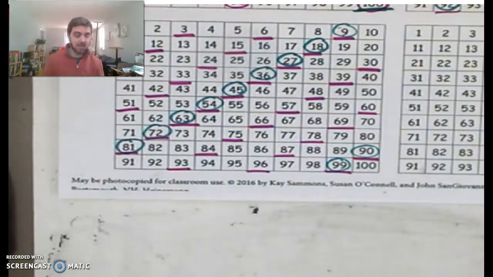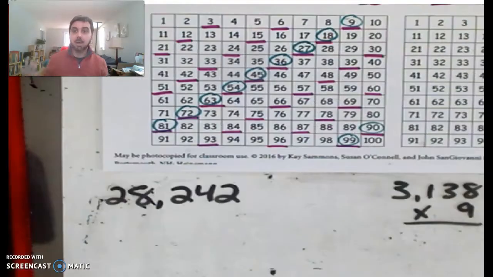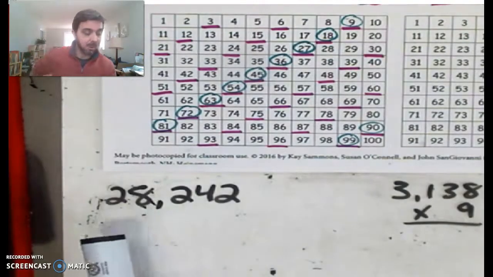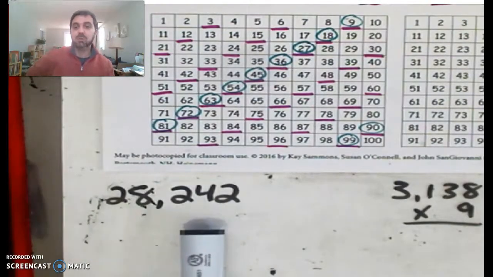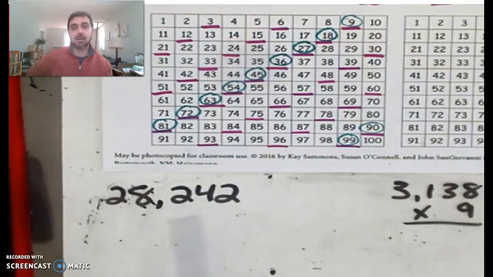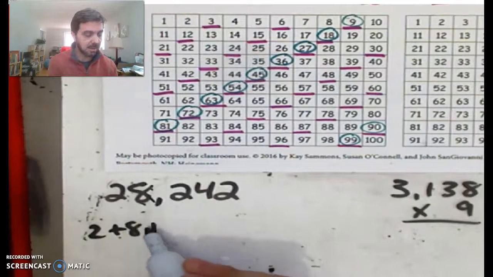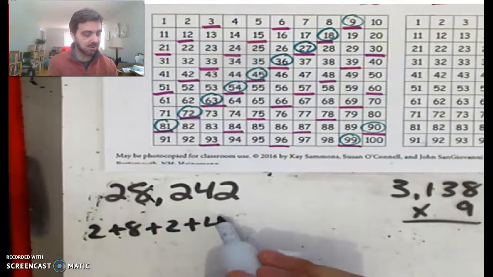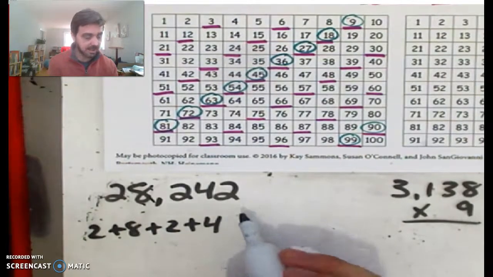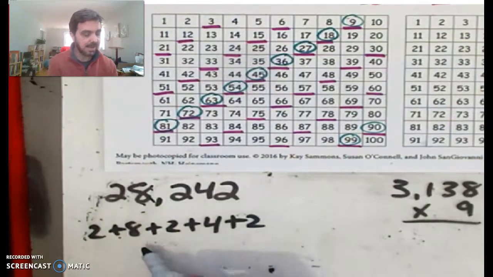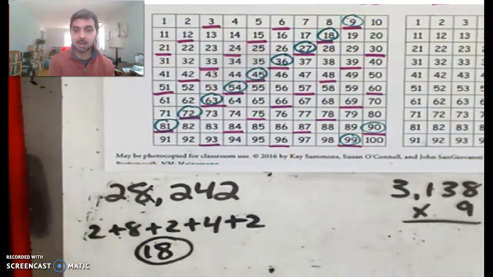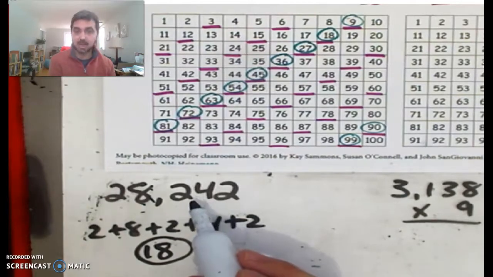Let me think if I can come up with a big number to try out. So what if you were asking, is the number 28,242 a multiple of 9? All right, well, let's see. 2 plus 8 is 10, plus 2 is 12, plus 4 is 16, plus 2 is 18. Look at that. So yes, it is a multiple of 9.